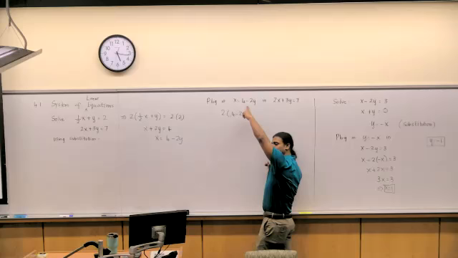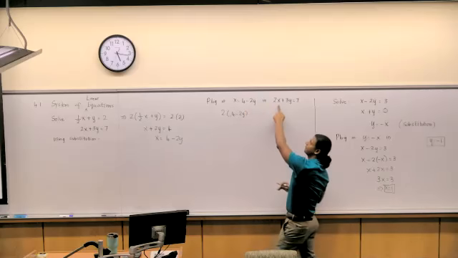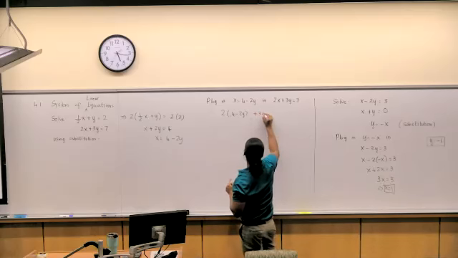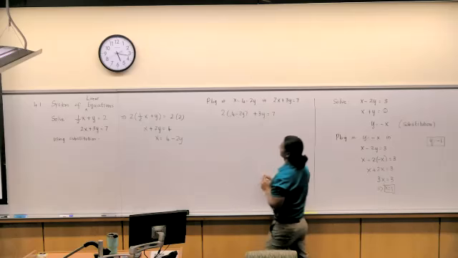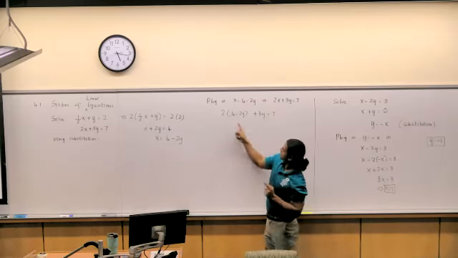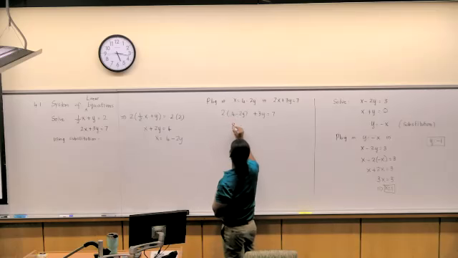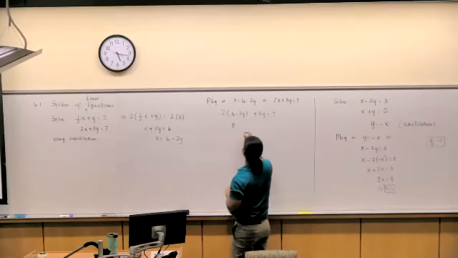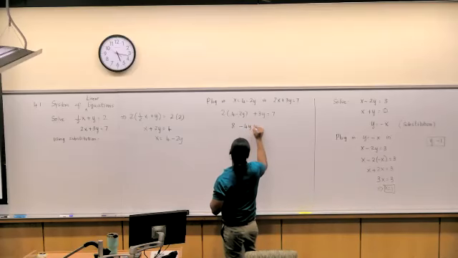x is equal to 4 minus 2y. I'm going to plug it in for x. Plus 3y equals 7. Distribute the 2. 2 times 4 is 8. 2 times negative 2y is negative 4y. Plus 3y equals 7.